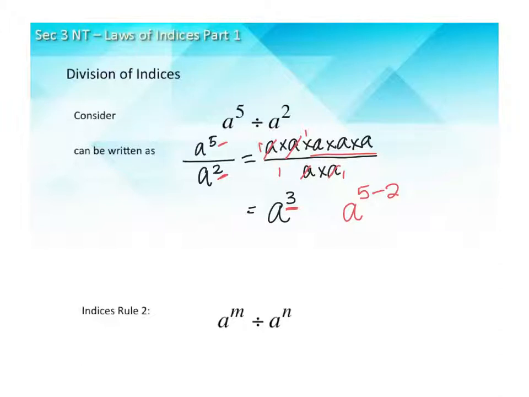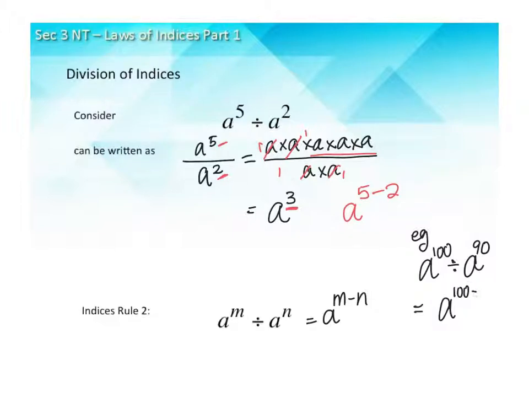So in general, when we have division for indices, a to the power of m divided by a to the power of n, I will do a subtraction: a to the power of m minus n. For example, if I have a to the power of 100 divided by a to the power of 90, what will be the answer? The answer will be a to the power of 100 minus 90. That gives us a to the power of 10.